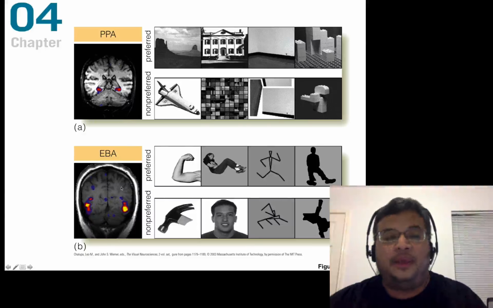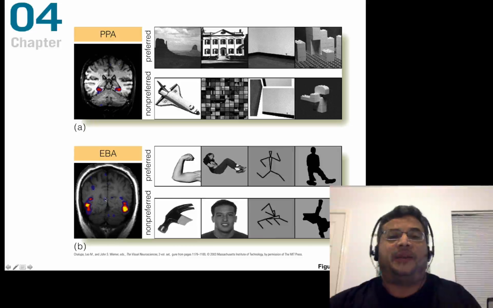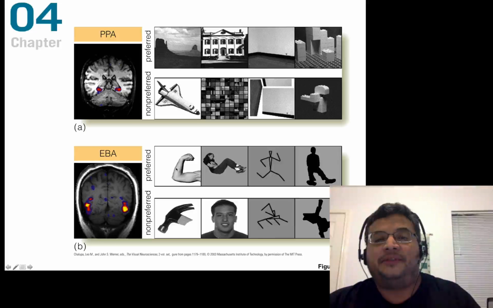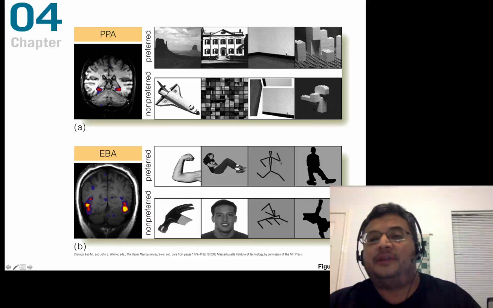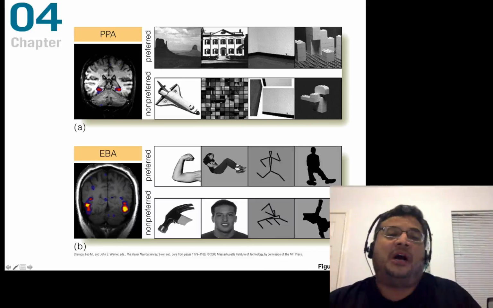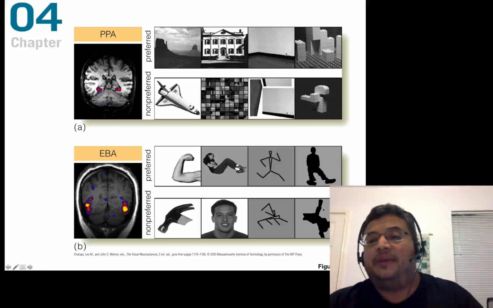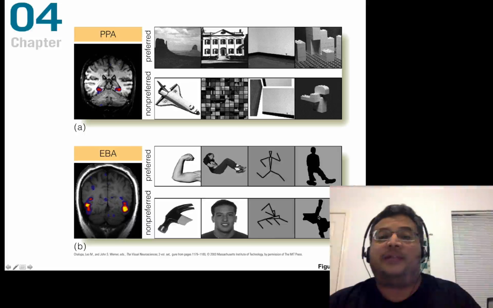The extrastriate body area, EBA, responds best to pictures of full bodies or body parts. So it likes pictures of arms and the body, and even a stick representative of a body or a shadow representative of a body. But it doesn't respond to objects like hammers, a face, a mixed up stick, or a mixed up silhouette of a body.